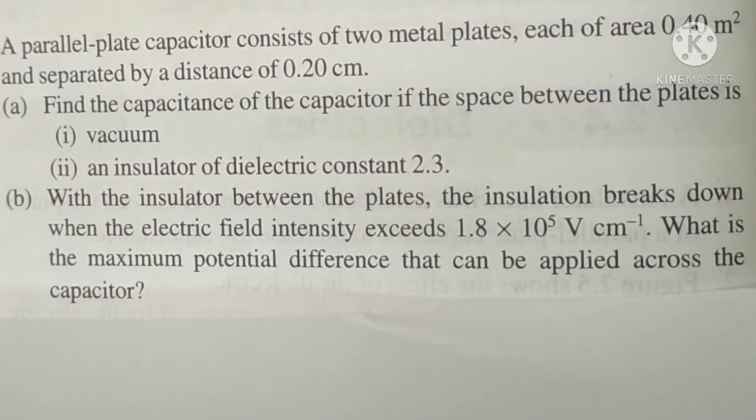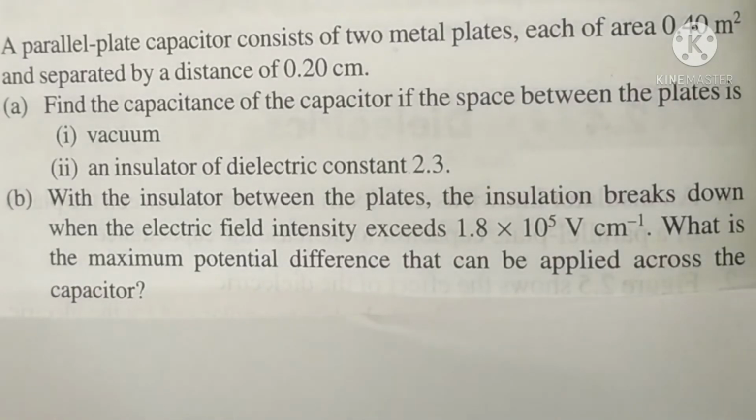Followed by A Roman 2, find the capacitance of the capacitor if the space between the plates is an insulator of dielectric constant 2.3.